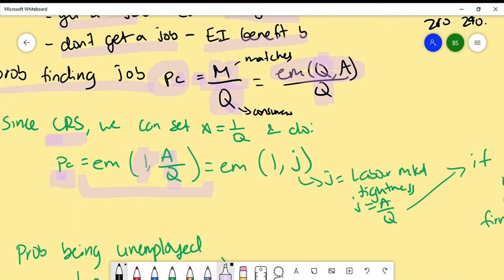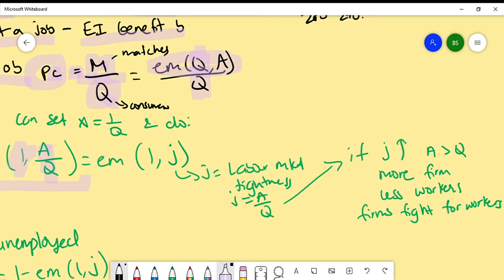Now we're going to set a letter J equal to A over Q. What is A again? A is the total number of firms. Q is the total number of people. This is called labor market tightness. How tight is a market?